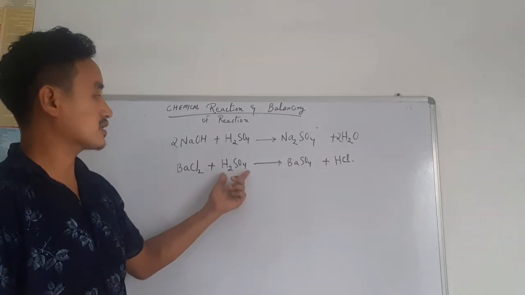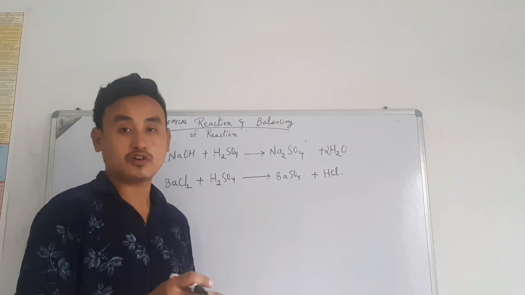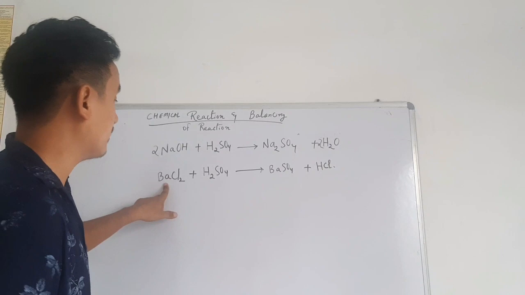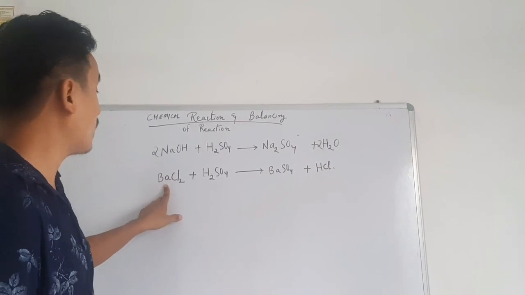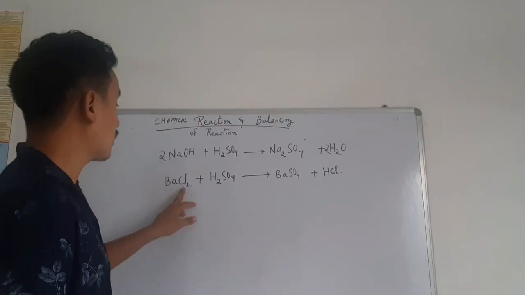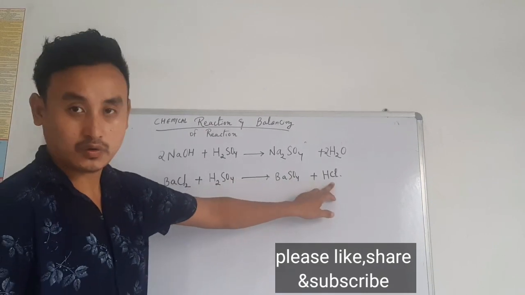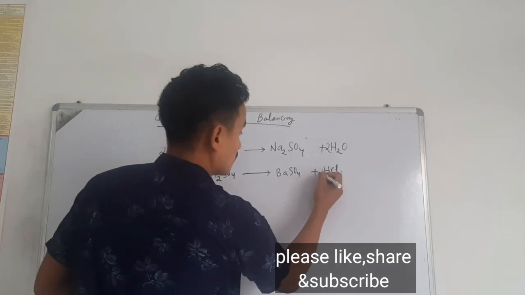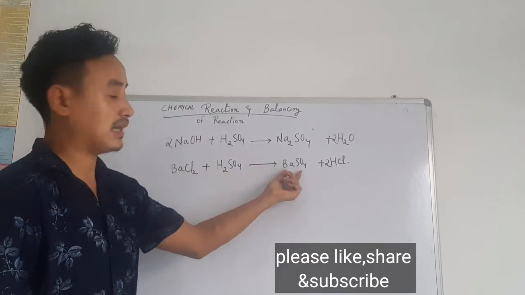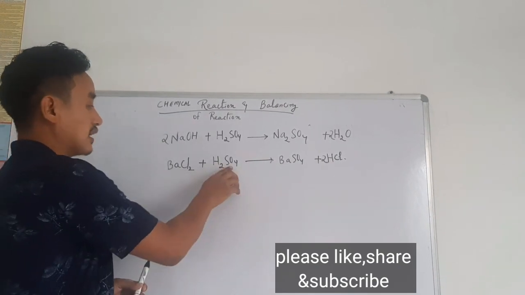Barium chloride plus sulfuric acid gives barium sulfate plus HCl. First of all, we will balance our metals. The metal is barium. So Ba on the left hand side is only 1. On the right also we have only 1 barium. So it is balanced. Now we have chlorine. You see, 2 chlorine on the left hand side. You have only 1 chlorine on the right hand side. So you just put 2 HCl. Now you check. Your barium is balanced. 2 chlorine is balanced.